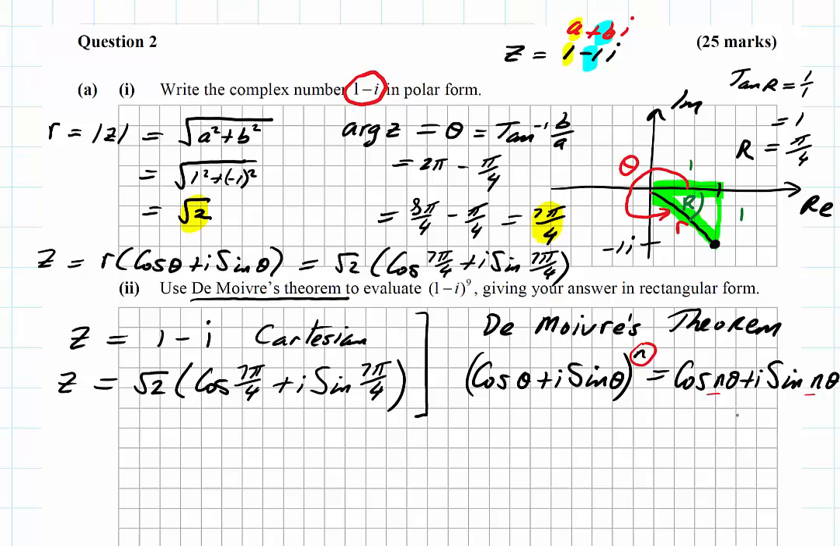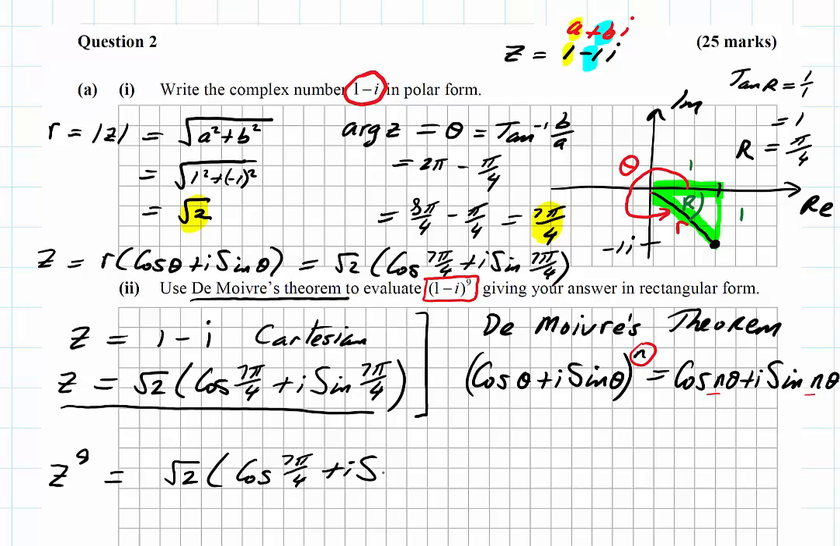And that's precisely what we're going to do here with the number we got in the last part of the question. We have 1 minus i worked out from the last part. So there it is, that's root 2 times cos 7 pi over 4 plus i sine 7 pi over 4. We're now going to work out that to the power of 9. So, in other words, z to the power of 9 is equal to all of that to the power of 9, so both sides are to the power of 9.